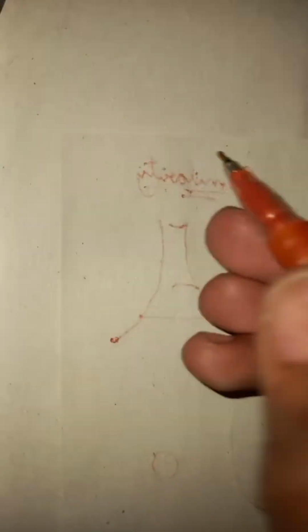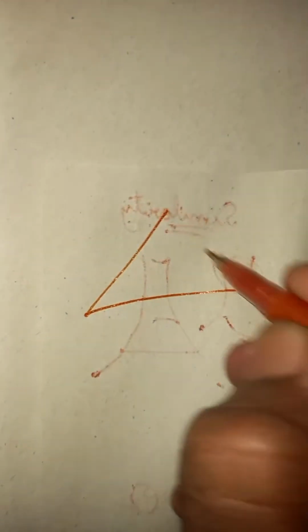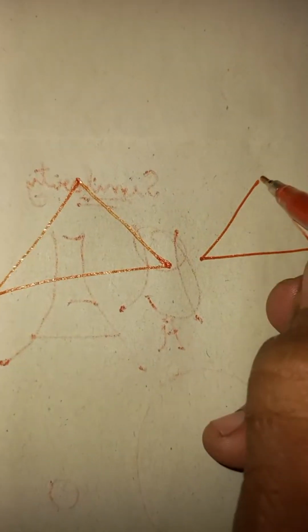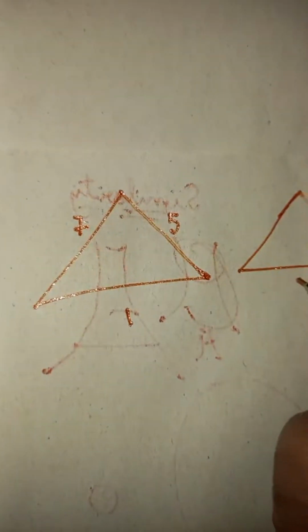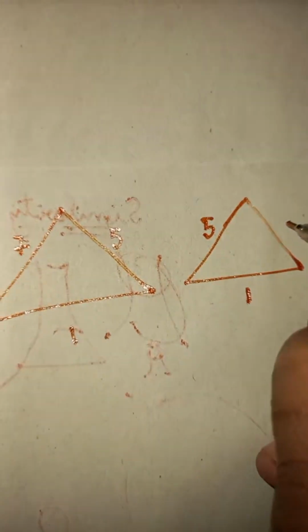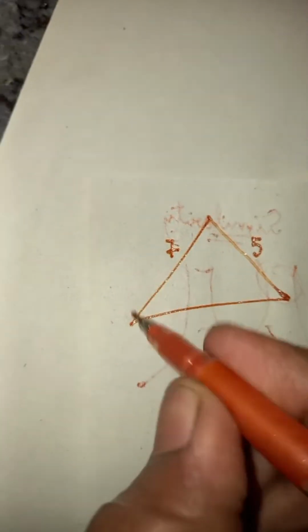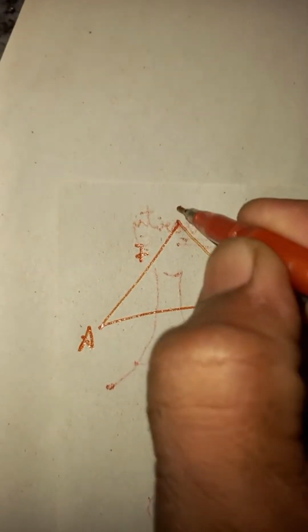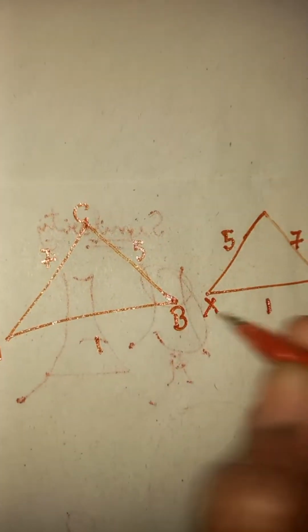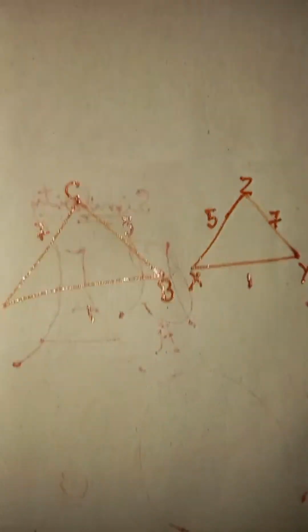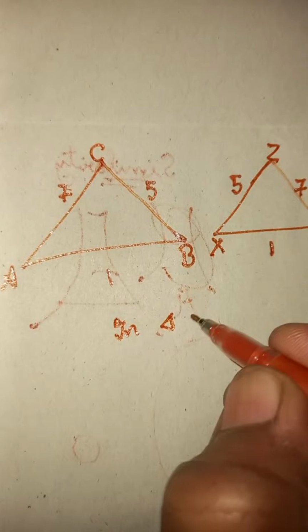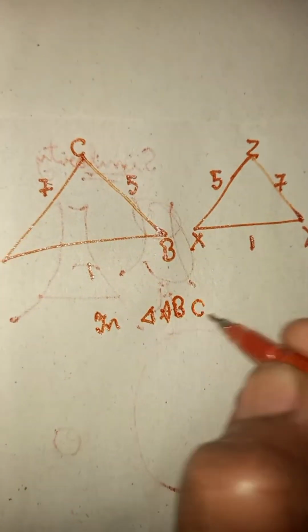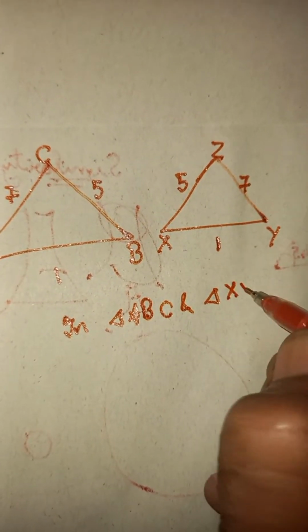Now I tell the final type. Here they are giving two triangles. In these two triangles, they are telling the side lengths are 1, 5 and 7. Even this one is 1, 5, 7. Here they are giving ABC, and here they are giving XYZ. You must take those two triangles as congruent, triangle ABC and triangle XYZ.